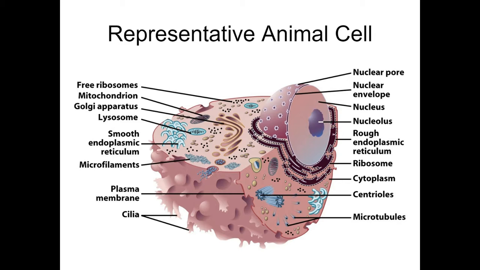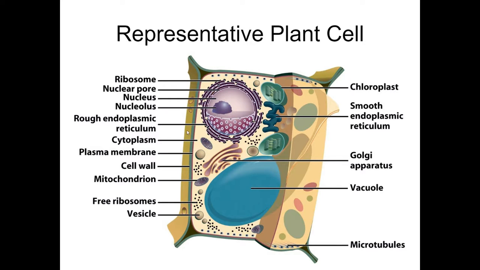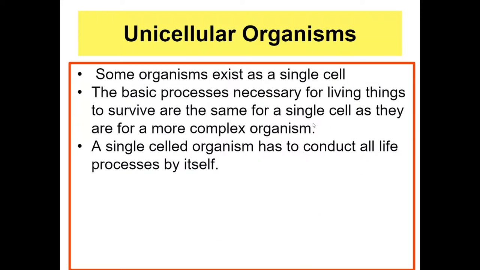So again, animal cell is representative, and you can see all of these different organelles found within an animal cell. We're going to talk about those in a separate video. And then the plant cell is also representative of the eukaryotic kingdom. Again, all these different organelles. We're going to talk about those in a separate video.